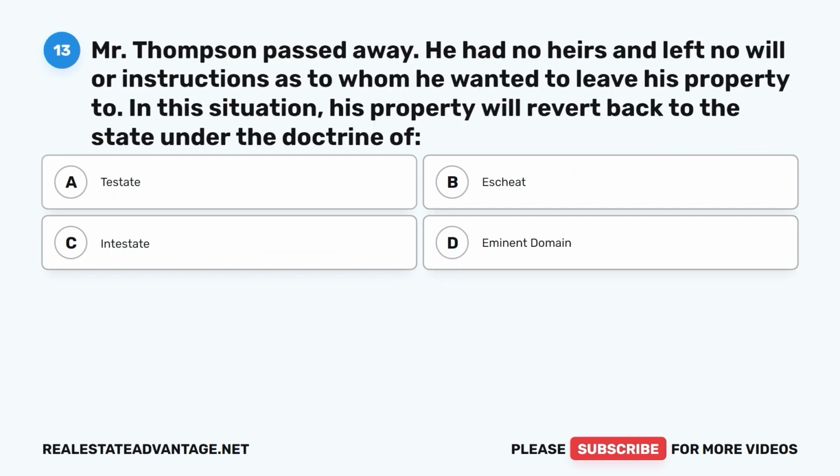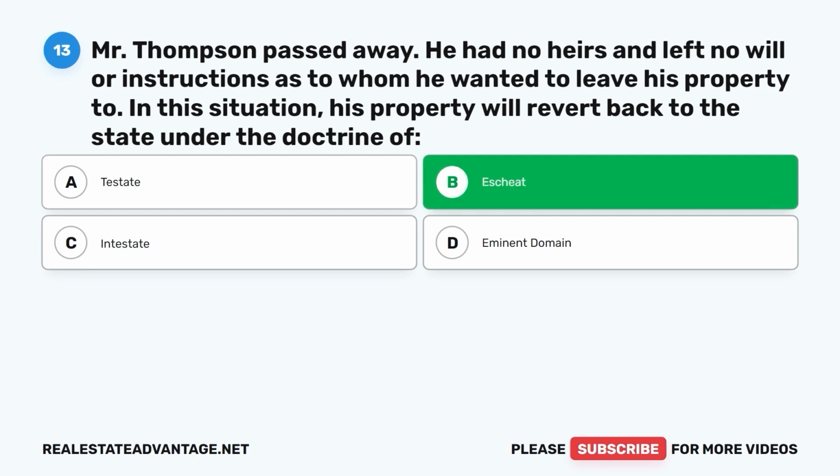Question 13. Mr. Thompson passed away. He had no heirs and left no will or instructions as to whom he wanted to leave his property to. In this situation, his property will revert back to the state under the doctrine of A. Testate, B. Escheat, C. Intestate, D. Eminent domain. The correct answer is B.